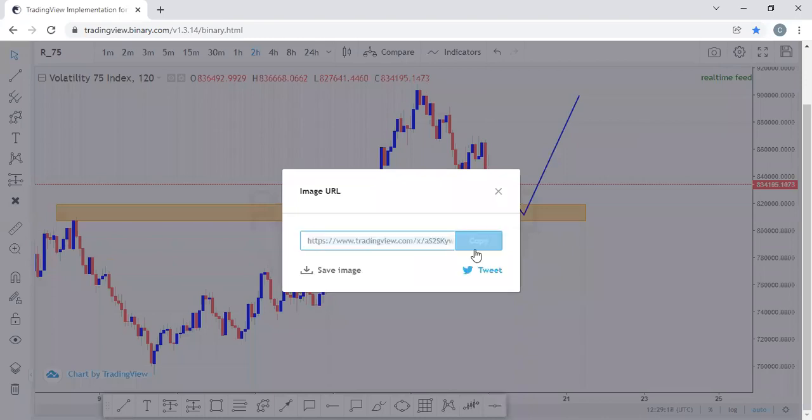Let me paste that markup as well. Posting it in the Telegram channel.